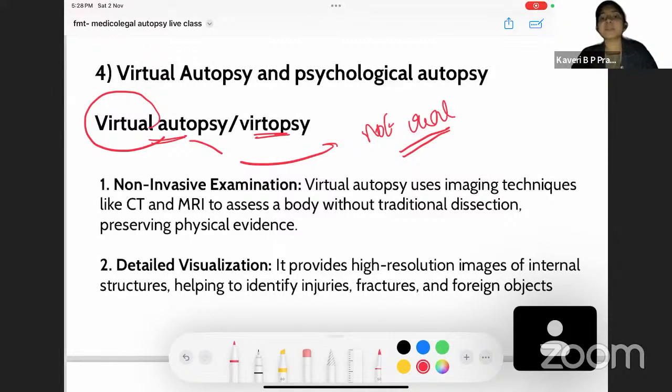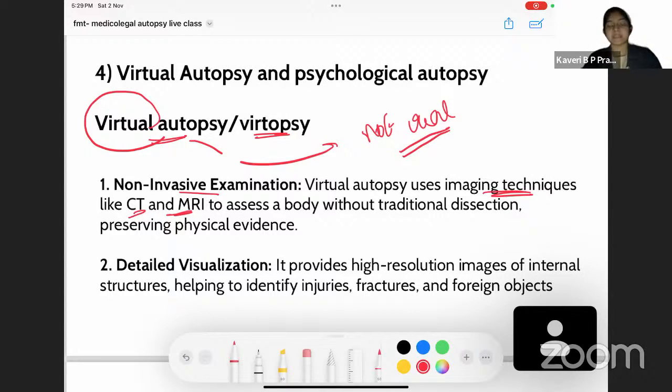So, autopsy means cutting open. You might ask me, ma'am, what cannot be real in autopsy? Virtual autopsy means you're not actually cutting the body. When you cut the body, it becomes autopsy. Here also, you're trying to find out the cause of death, but you're not cutting the body. So, it is non-invasive, using imaging techniques like CT, MRI.